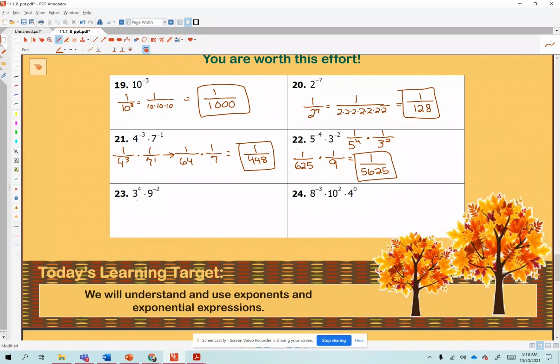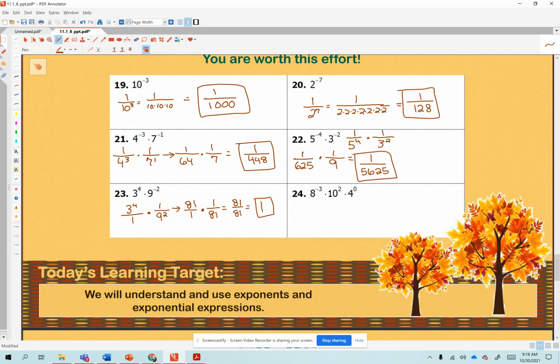So now we have 3 to the fourth times 9 to the negative 2 power. So 3 to the fourth, we can put that with a denominator of 1, by the way, just like any other number, times 1 over 9 to the second. Let's rewrite this. 3 to the fourth is 81 times 1 over 81. Do you see what's going to happen? We're going to have 81 over 81, which equals 1, because anything divided by itself equals 1.